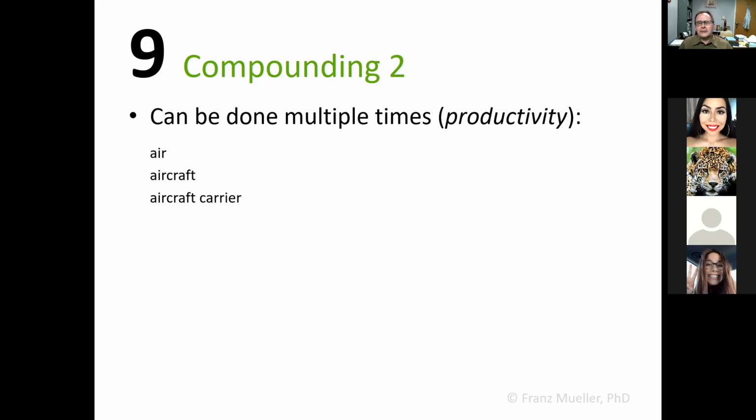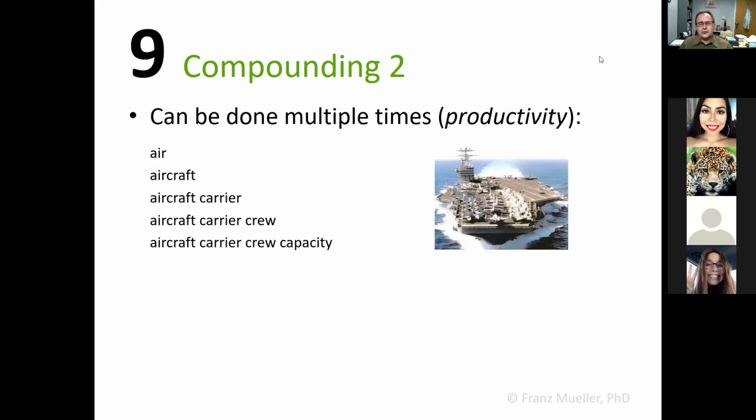Take the word aircraft carrier and make aircraft carrier crew from that. Where do they keep the aircraft carrier crew on the aircraft carrier? Well, of course, the capacity of the ship is a certain number of people in that crew. So that would be the aircraft carrier crew capacity. And there's a picture of the aircraft carrier itself, right? With lots of planes on board.